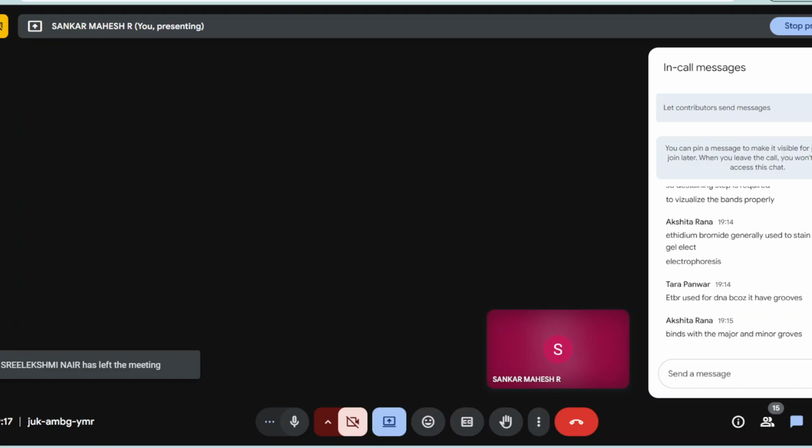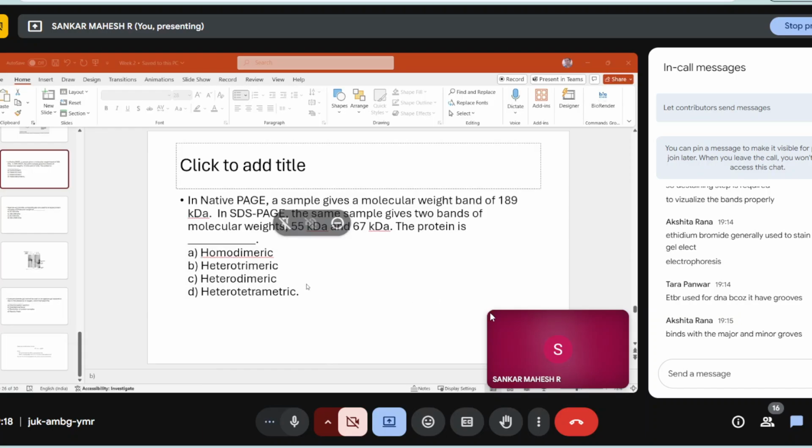The next question is, in native PAGE, the sample gives a molecular weight band of 189 kilodalton. In SDS PAGE, the sample gives two bands of molecular weights 55 kilodalton and 67 kilodalton. The protein is dash: homodimeric, heterodimeric, heterotrimeric, heterotetrameric. Think about this question and the differences between native PAGE and SDS PAGE. To start with, you can tell what happens in native PAGE that is different in SDS PAGE, and then we'll decide how to go about this question.